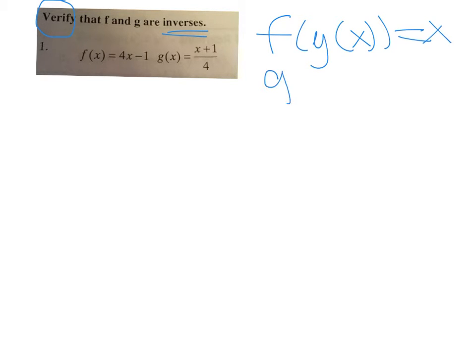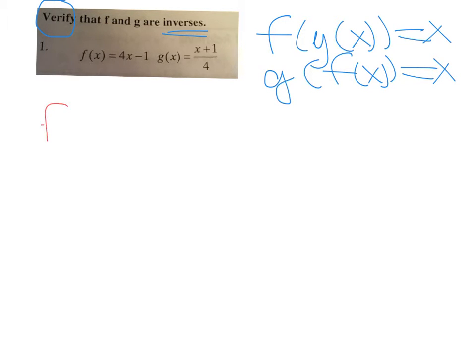Okay, so let's look at number 1. The key verb here is to verify inverses. So to verify if two things are inverses, we have to do f of g of x, and it has to equal x, and you have to do g of f of x, and that also has to equal x. And if that happens, then they are verified to be inverses.